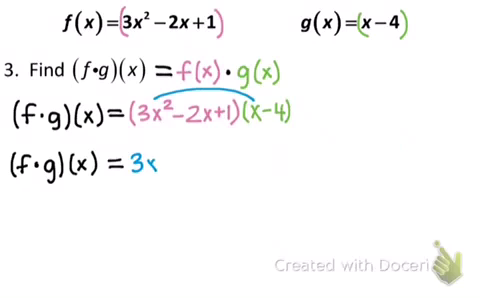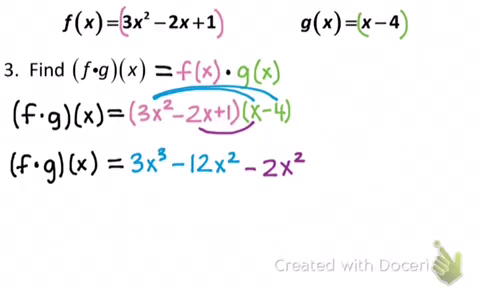3x² times x is 3x³. 3x² times negative 4 is negative 12x². Negative 2x times x is negative 2x². Negative 2x times negative 4 is positive 8x. Positive 1 times positive x is positive 1x. And positive 1 times negative 4 is negative 4.